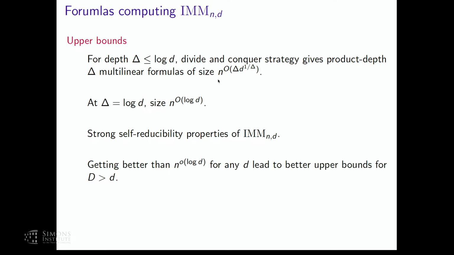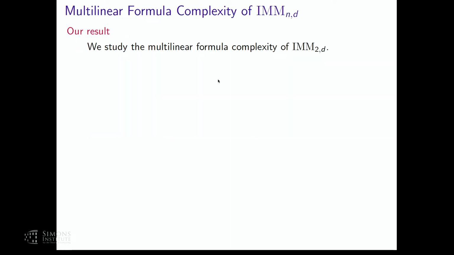And now let me just tell you what our result is about IMM. So we study multilinear formulas for very small n, basically just 2 cross 2 matrices and d of them. So we keep d as a parameter, n has become 2. So just for simplicity, let me just denote it by IMM d from now on.